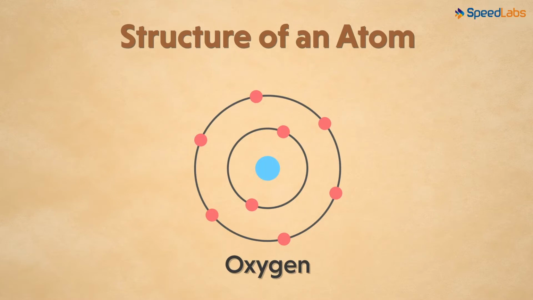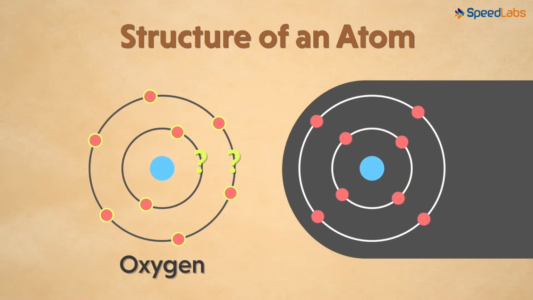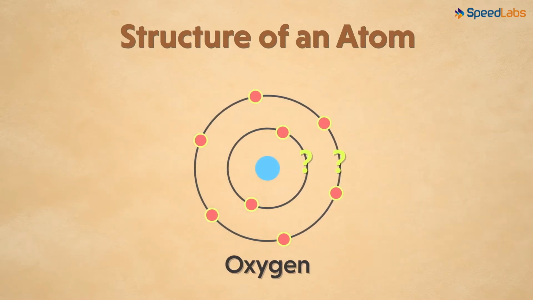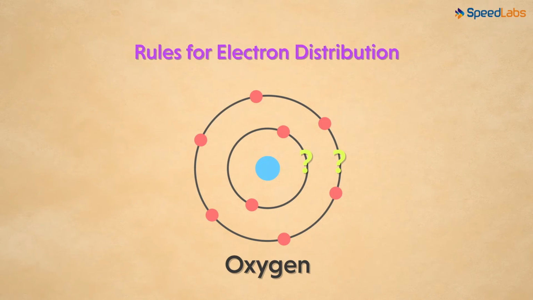Yes. But can you tell me why we have 2 electrons in the first shell and 6 in the second? We could have just divided them equally and put 4 electrons in each shell, right? No, that's not possible. Electrons cannot be present randomly in any shell. Allocating electrons to orbitals has specific rules. Let's understand the rules related to electron distribution in the respective shells.